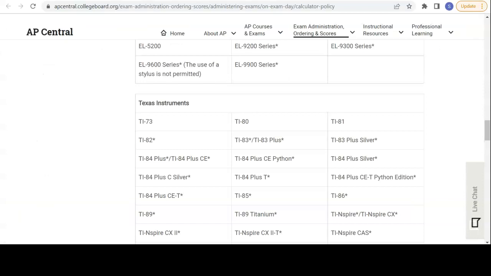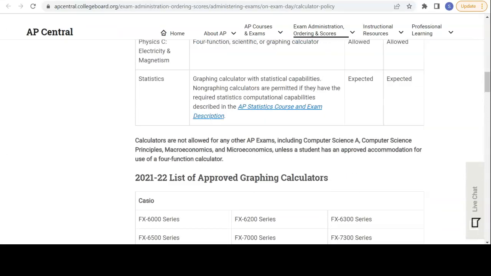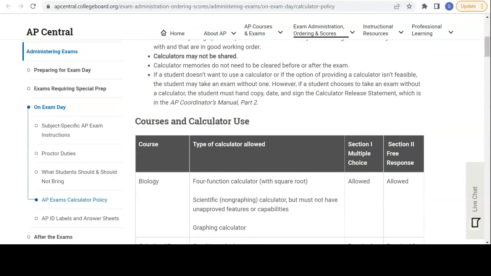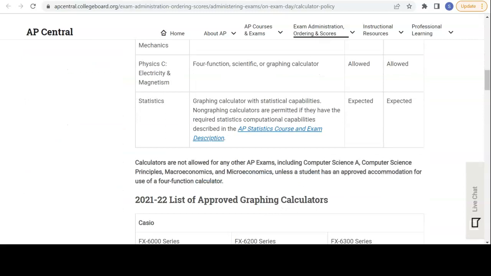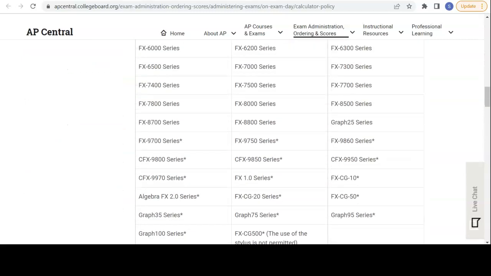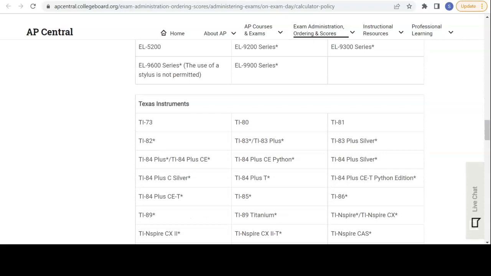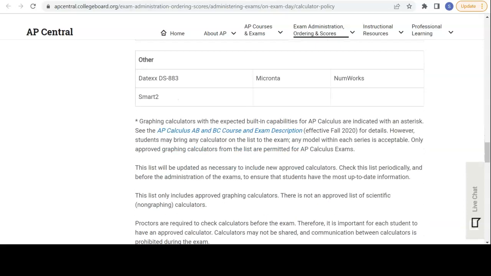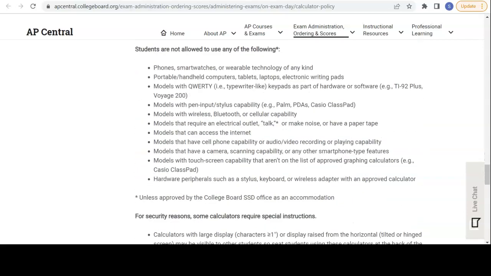Okay. Oh, so this, by the way, is the calculator page. So we see a list of approved graphing calculators. So there's all these, but most of you guys probably have TI calculators, and all of these TI calculators, it says, are acceptable. And then here's a list of what's not accepted. So again, I'll leave a link in the description for that. And you'll want to take a look at that and make sure your calculator is okay to use.